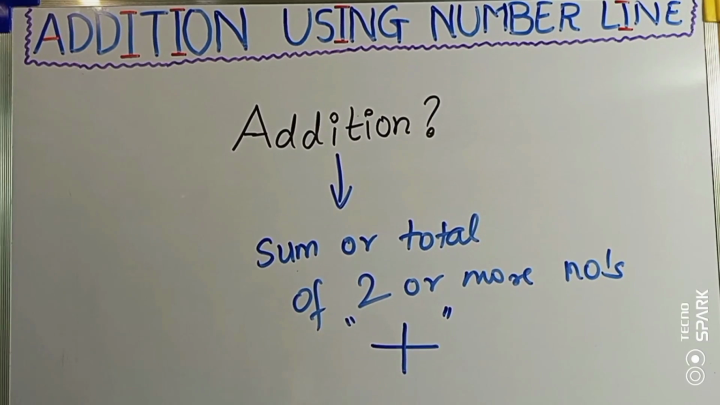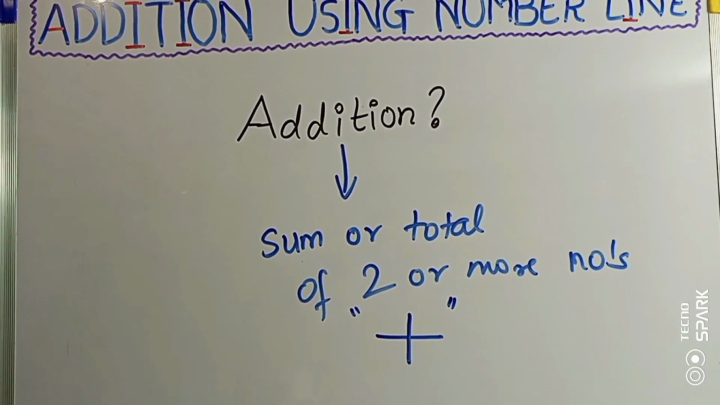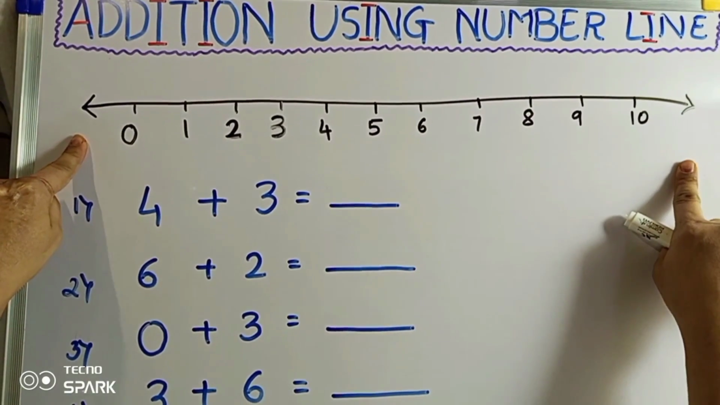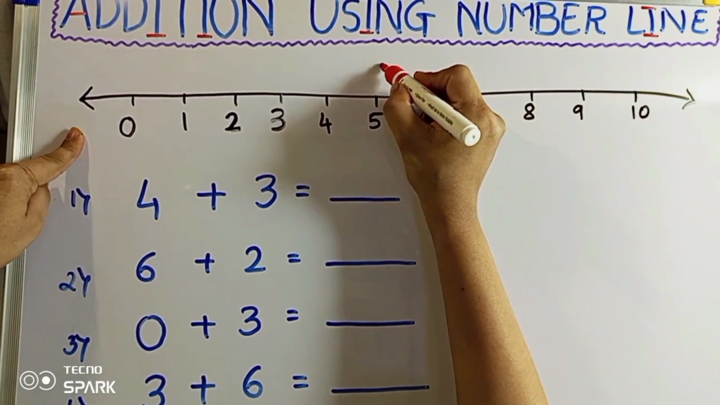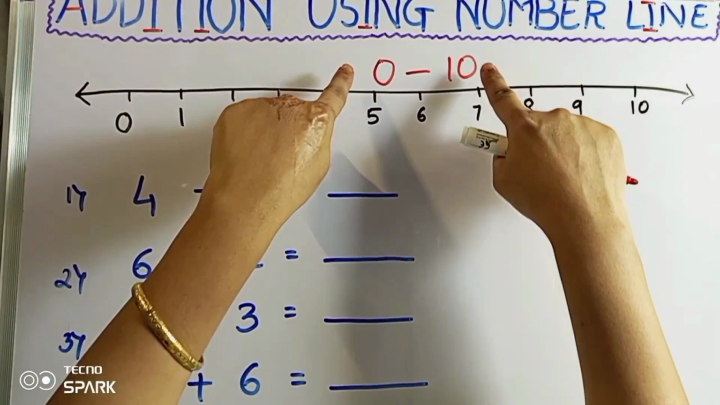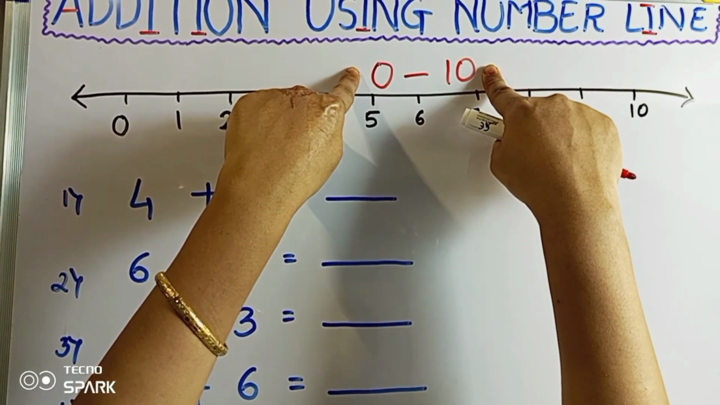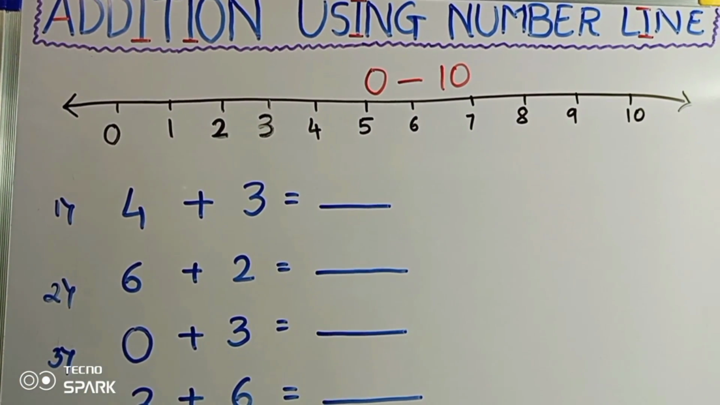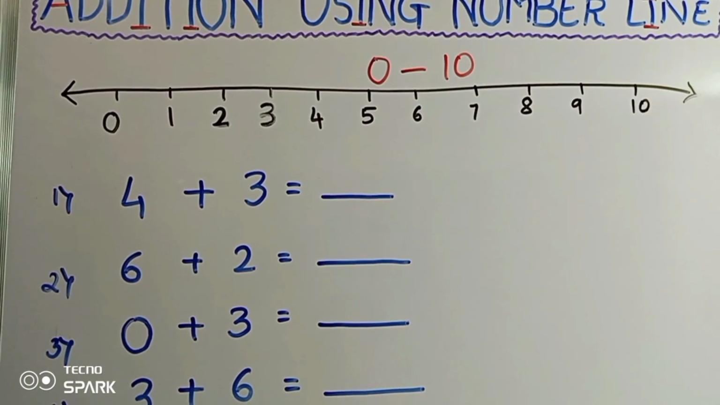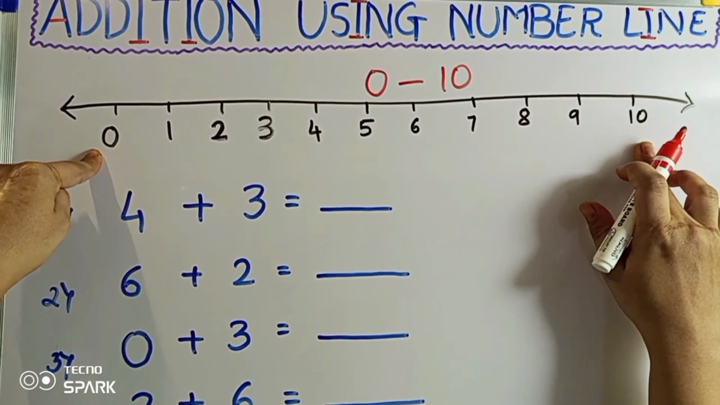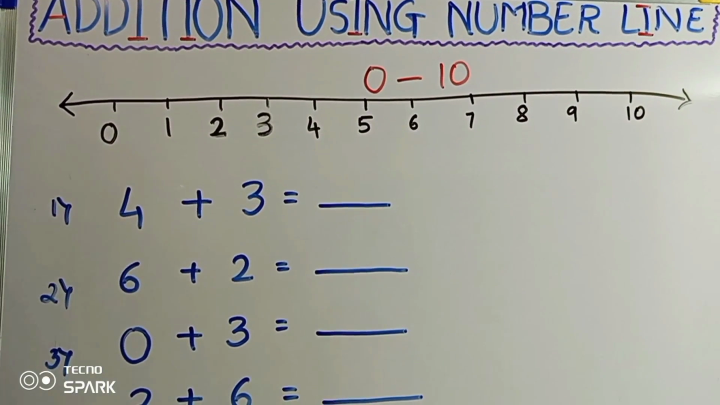For that, first let us draw a number line. See, we have drawn a number line. So, here I have chosen the number range from 0 to 10. And we will learn addition in this range only. And once when kids are familiar with this range, we will choose another range or mixed range of numbers. Okay? So, for now, we have chosen 0 to 10.